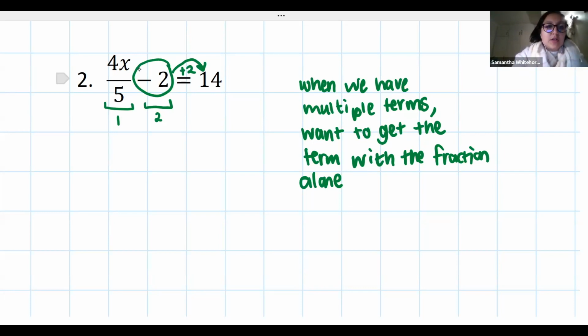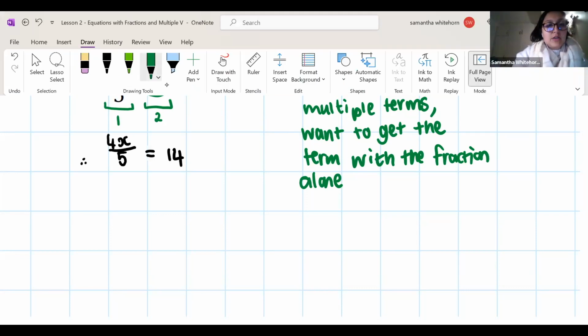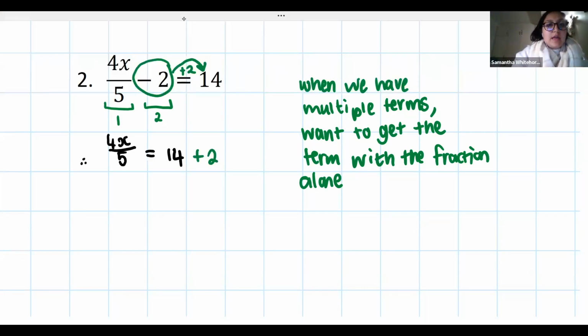And so we've got 4x divided by 5 is equal to 14, and then we've got that plus 2. That then means that the right-hand side can be simplified. So I've got 4x over 5, and we know that 14 plus 2 is 16. Now we've got a situation like what we started with in the first two examples. We've got the fraction on one side and our constant on the other side, which means that we can now go and solve for x.